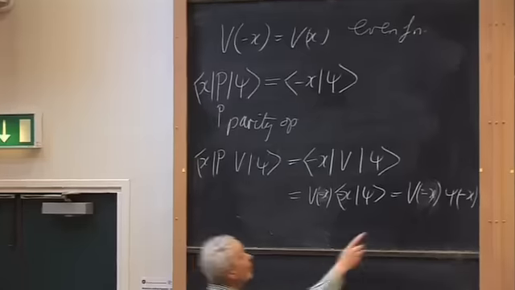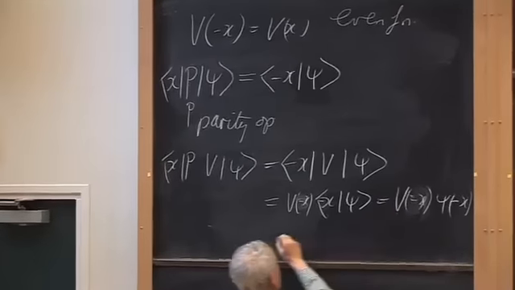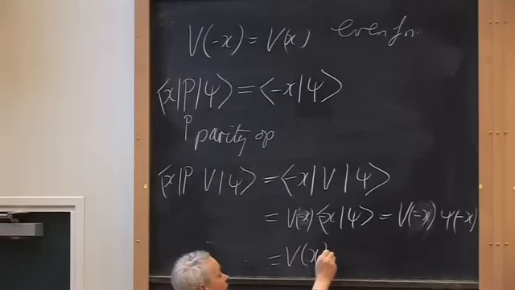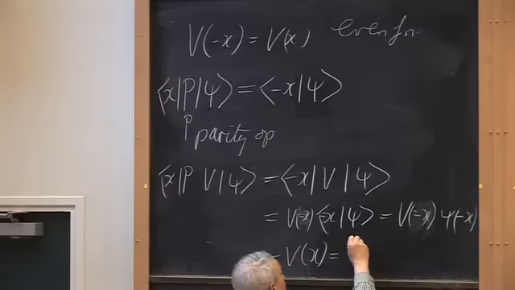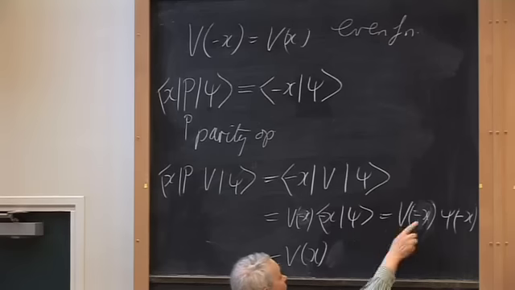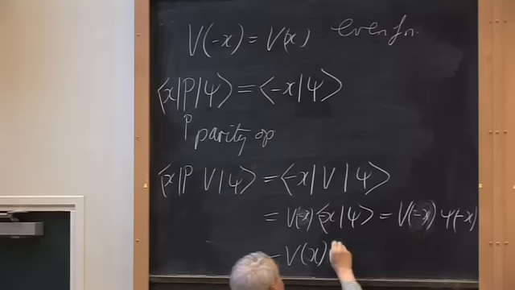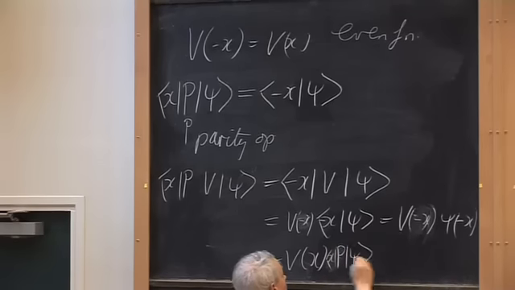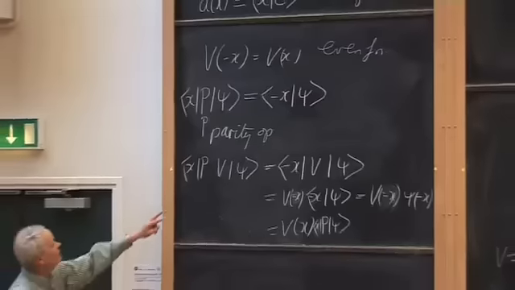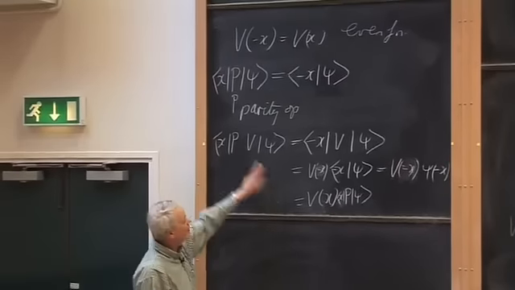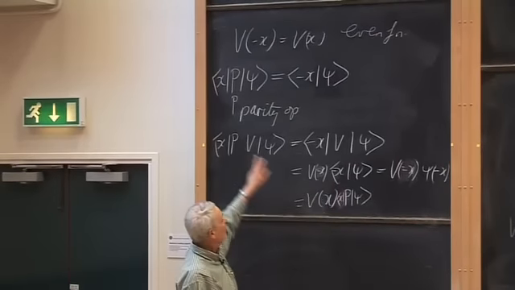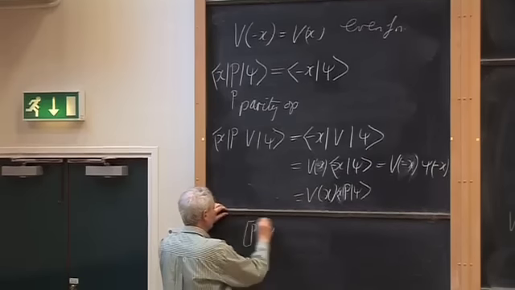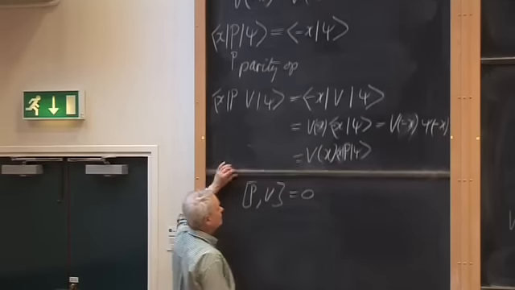And because v is an even function of x, so v of minus x is the same as v of x, this is equal to this, and this could be written as p. So what does this mean? This means that because v is an even function of x, it commutes with the operator p. In other words, p v equals naught.